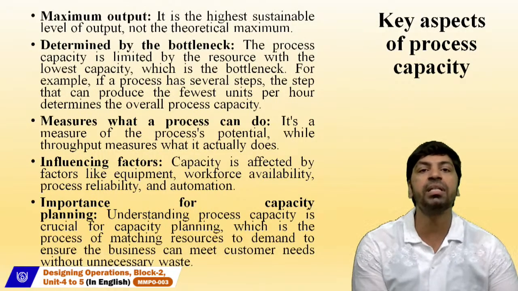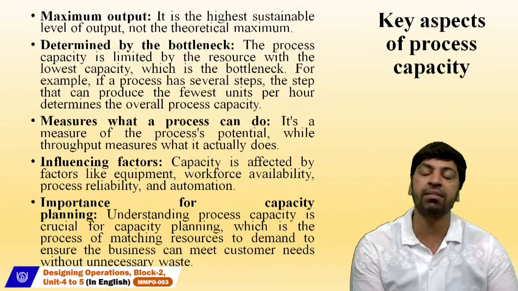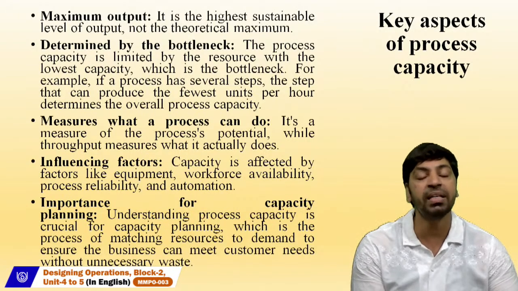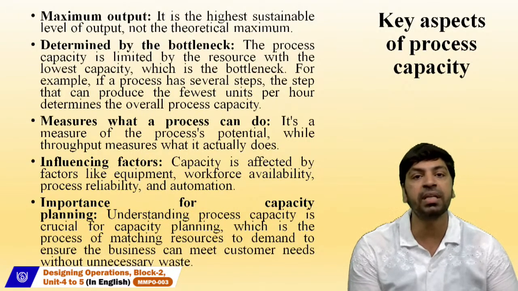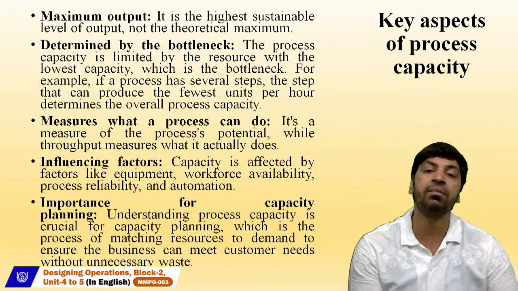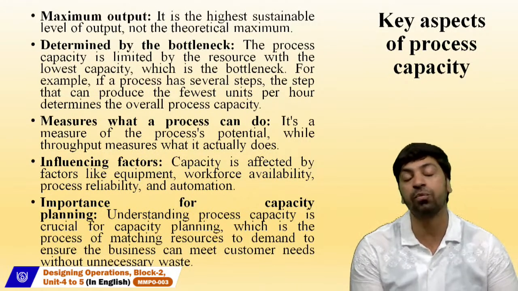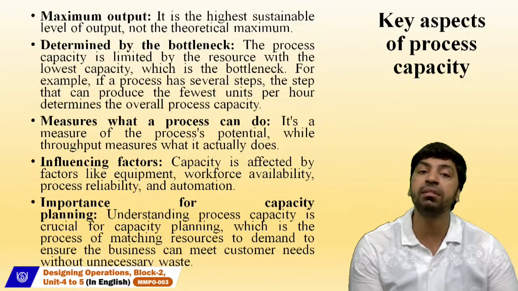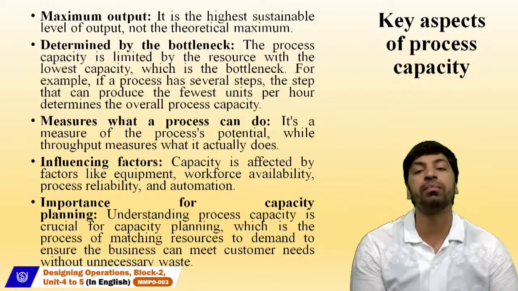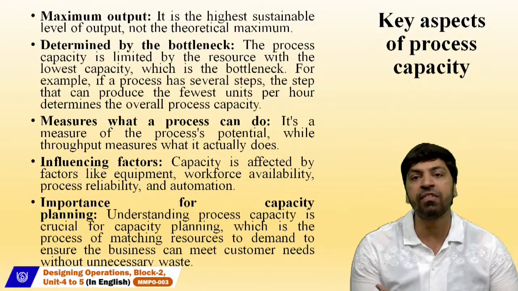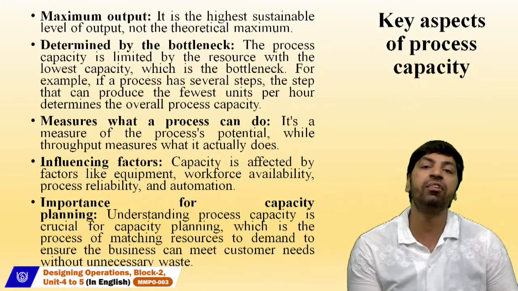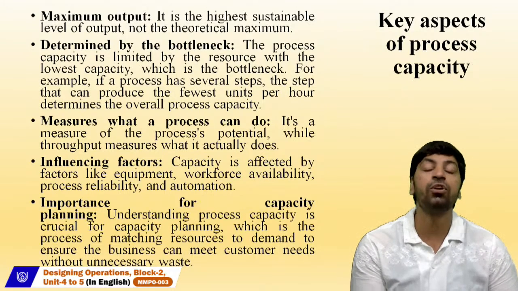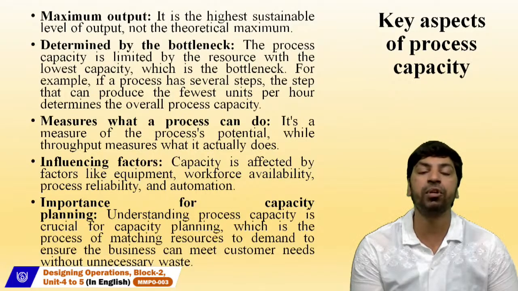The next one is the influencing factors. There are various influencing factors which ultimately affect the capacity. It could be the equipment, machinery or fixtures. It could be workforce availability. It could be process reliability and automation. So these are the factors which ultimately influence the capacity of a certain process that delivers a particular product or service.